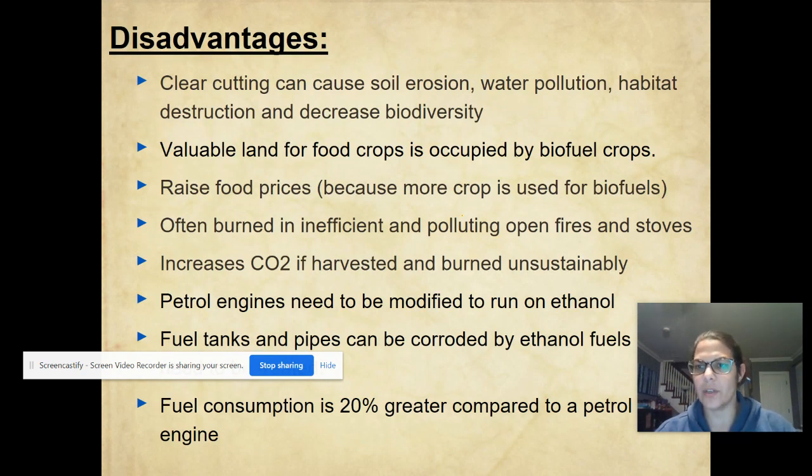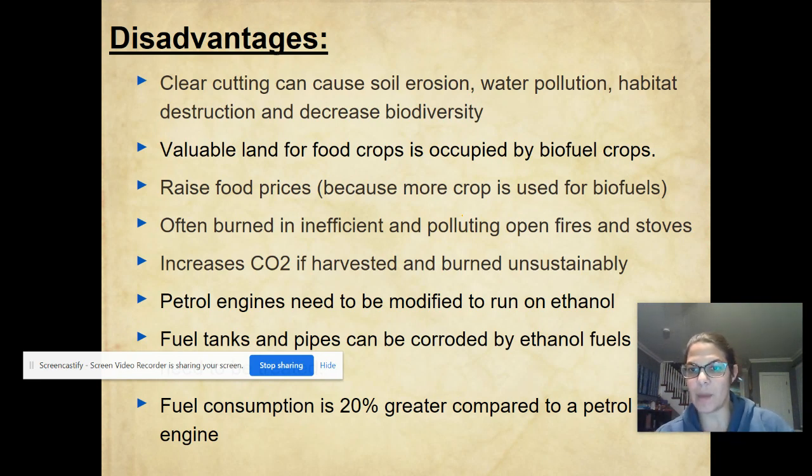you have clear cutting that causes soil erosion for you to then go plant these crops to harvest. Valuable land for crops is now occupied by biofuels, which means that our costs go up for food, because that corn, instead of being made into human food, is being made into fuel. It raises food prices because more of that crop is used for biofuels. It's often burned inefficiently, and it can be polluting in open fires and stoves.